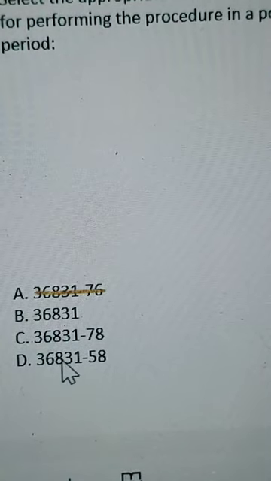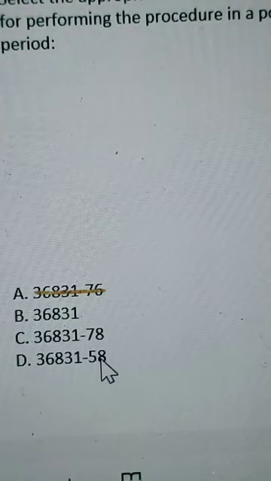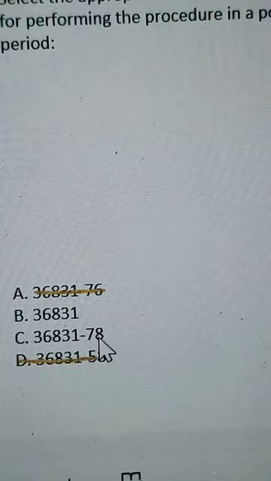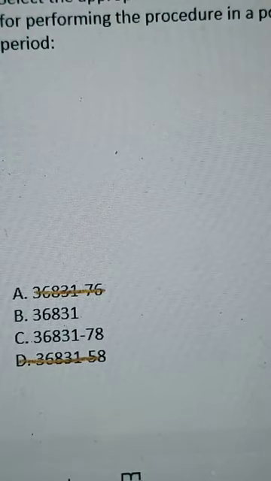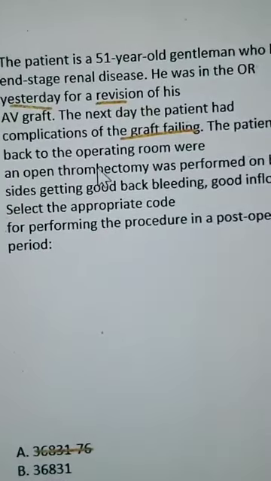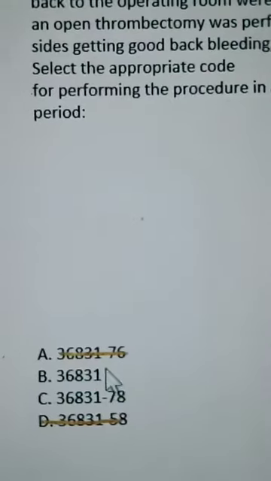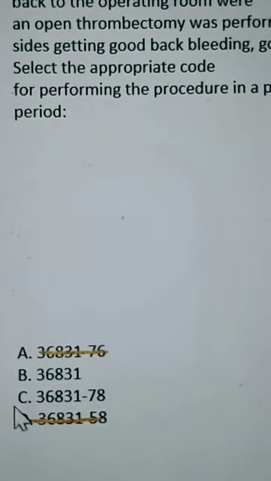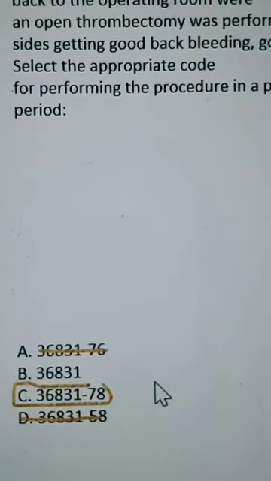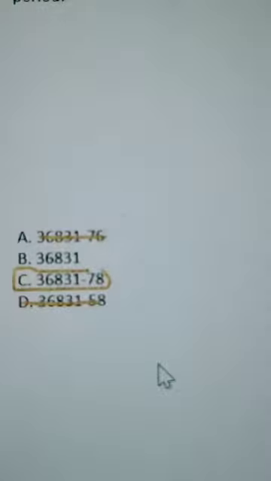It also doesn't seem like that is a 58, which is staged. We didn't plan to go back in there and redo this procedure. He's having his whole graft fail on you. So that is definitely unplanned. So we're going to keep our C and move on to our next test question. That's all we needed to know.